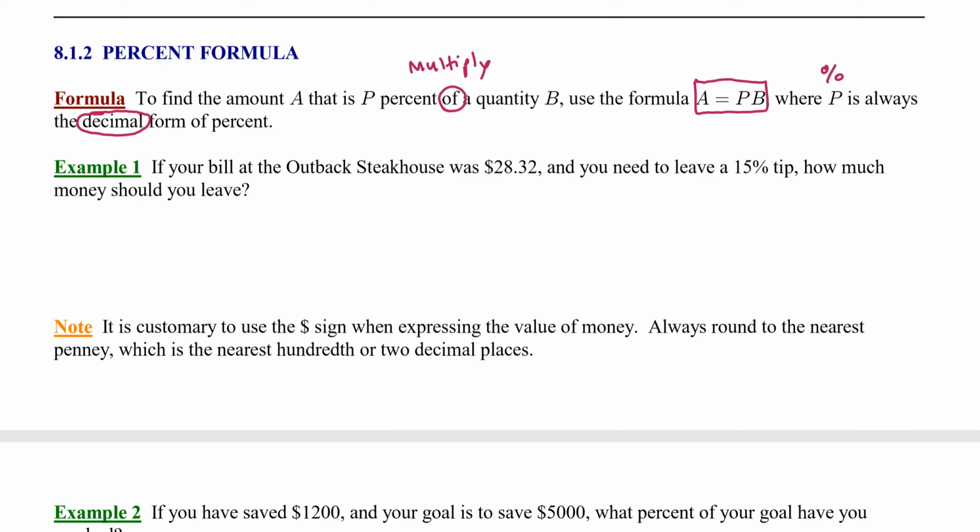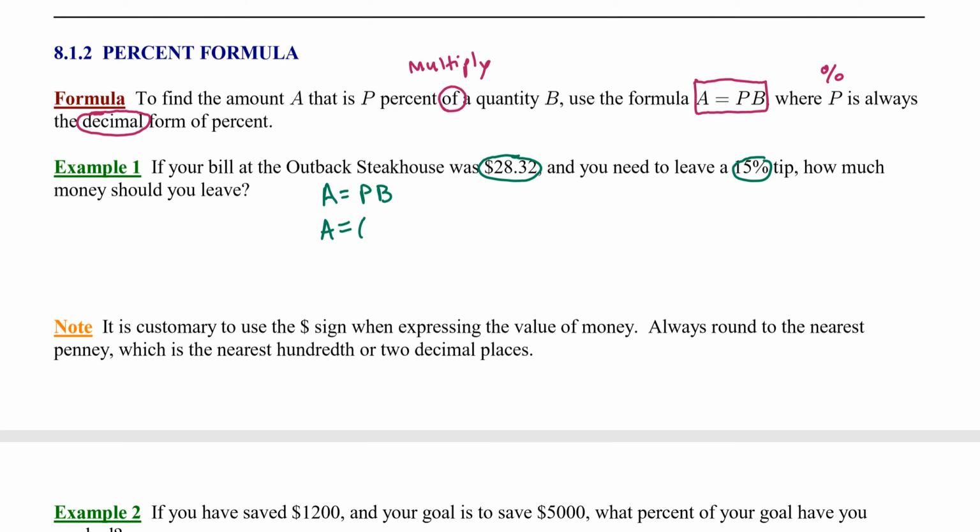If your bill at the Outback Steakhouse was $28.32 and you need to leave a 15% tip, how much money should you leave? So we'll use our new basic percent formula, A equals PB. Now, the whole total here is $28.32, and we need to leave 15% of that whole. So we're going to calculate the amount, the portion of the whole that is 15%.